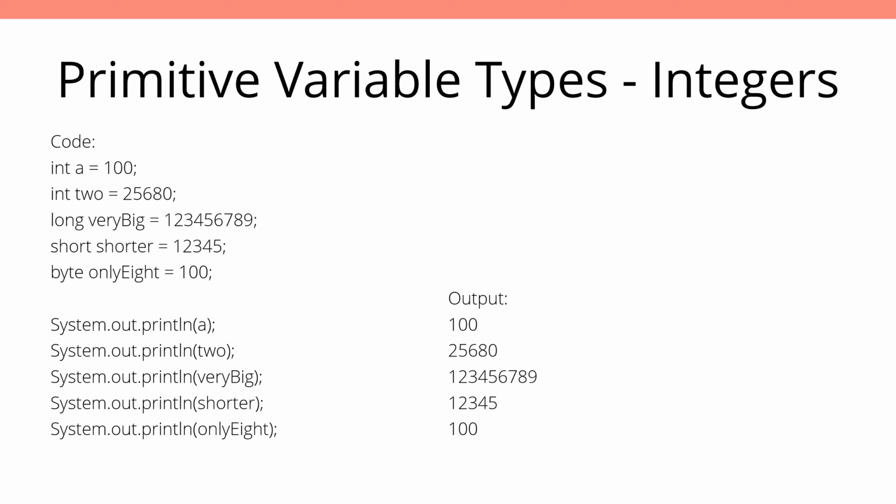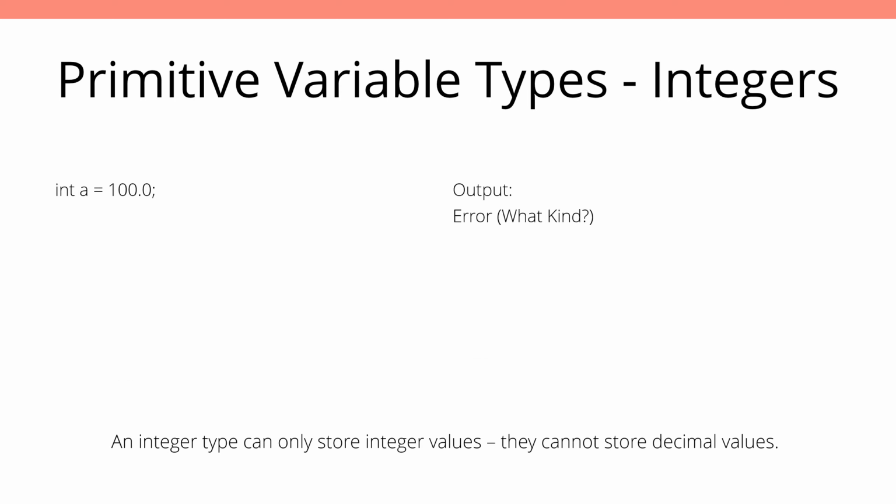So now what happens if I declare a as containing int values, but I assign it a decimal number, 100.0? What kind of error do I get? Or do I get an error? What do you think? Go ahead and make a prediction, and then pause the video and go to BlueJ and try compiling this and running it.